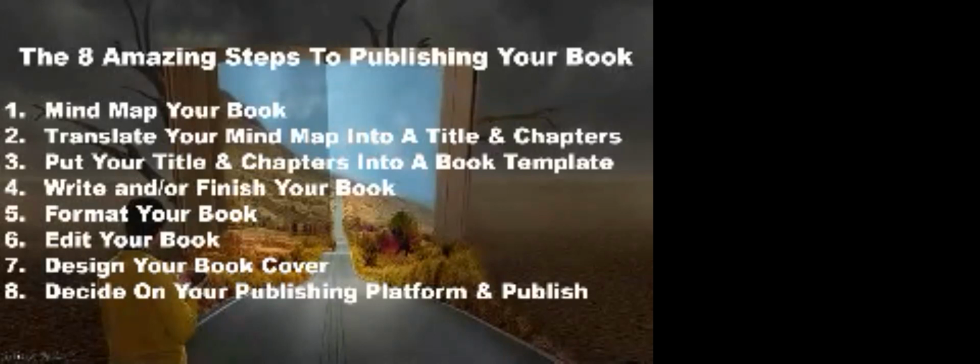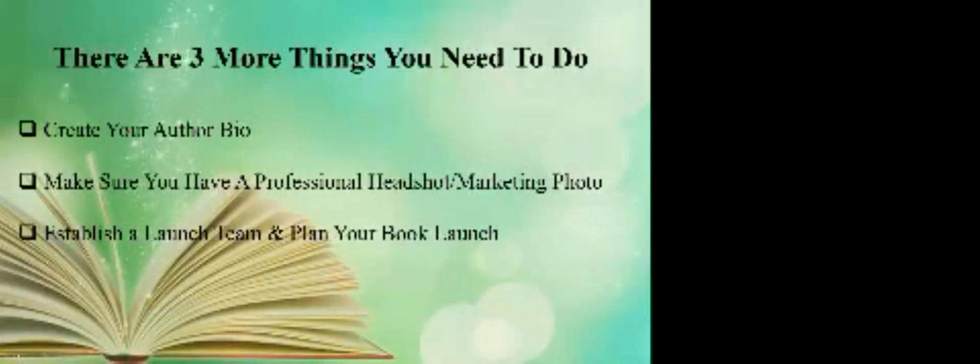The 8 amazing steps of publishing your book: mind map your book, translate your mind map into a title and chapters, put your title and chapters into a book template like I just told you about, write and or finish your book, format your book, edit your book, design your book cover, and decide on your publishing platform, and then publish. So there are 3 more things that you need to do.